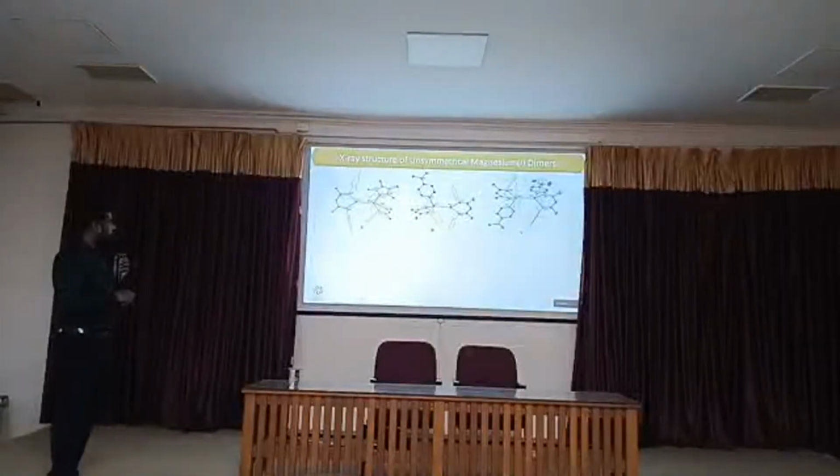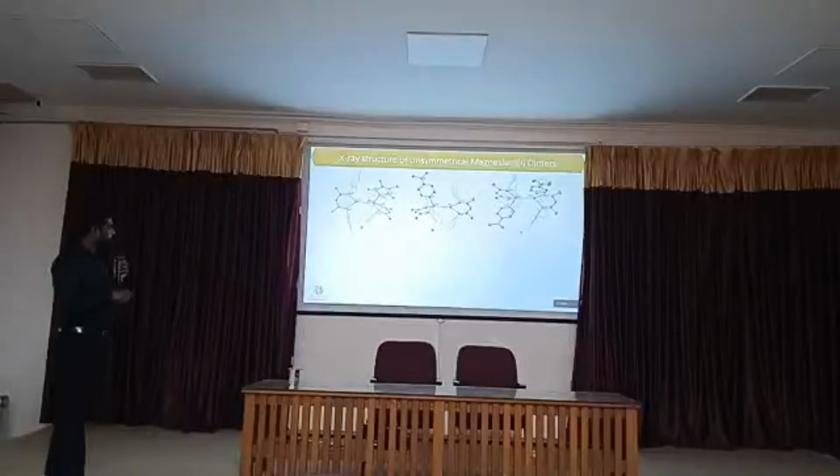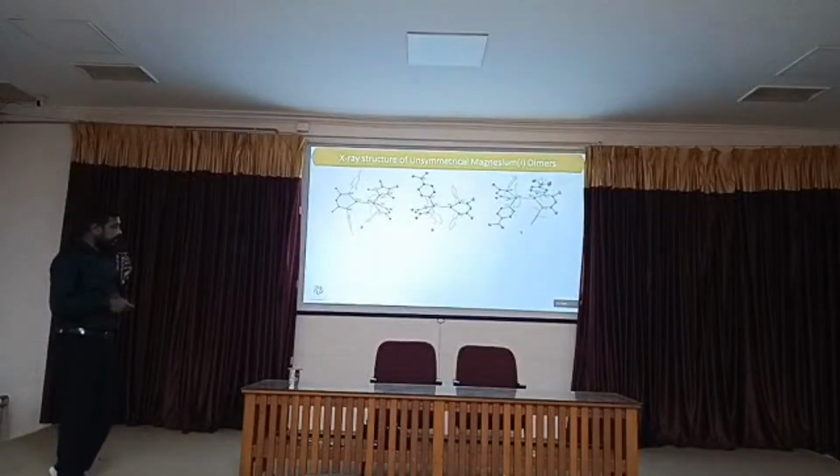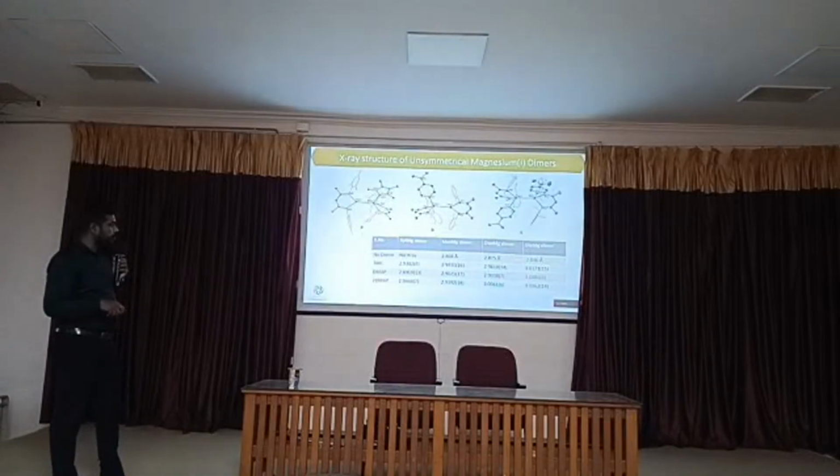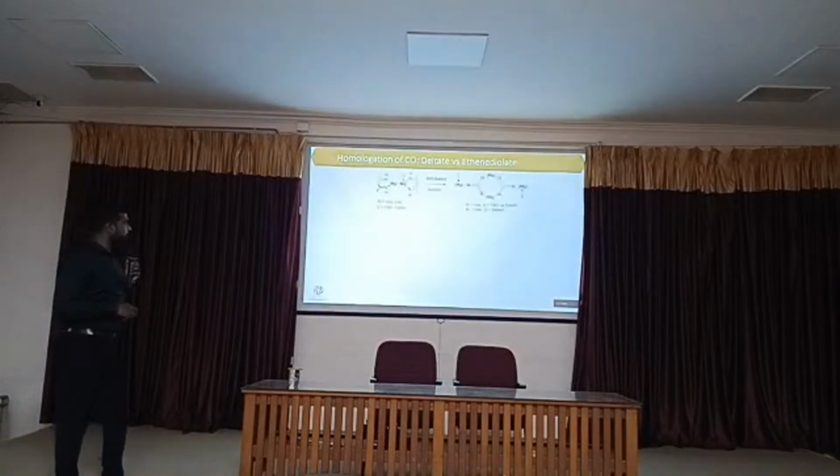You can see here that one magnesium has three connections, 1, 2, 3, and the other magnesium is four coordinated. One of the carbene carbons is coordinating, and that is what makes the different reactivity. I will not discuss this in detail, so I will move on to the next slide.